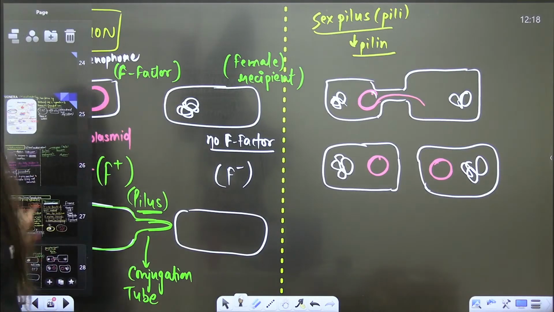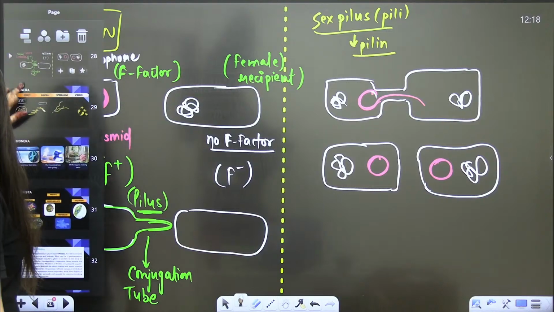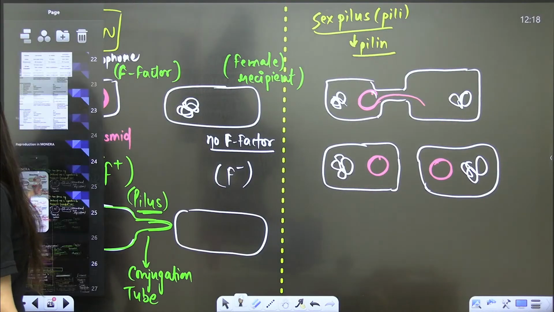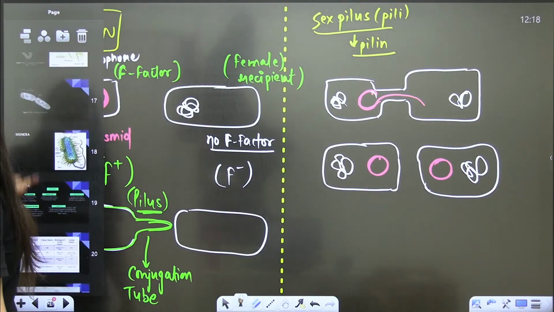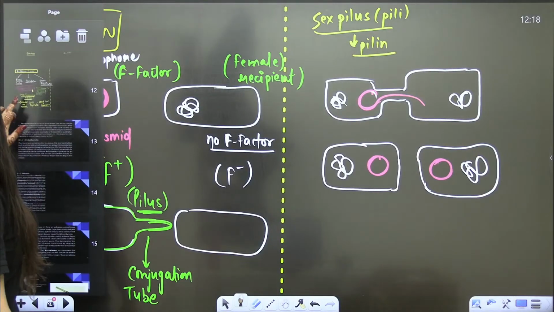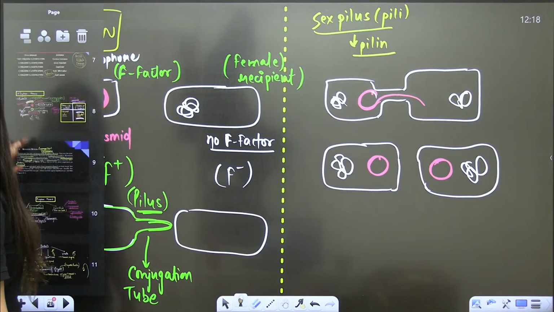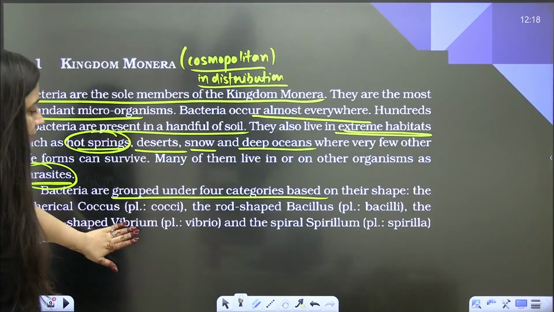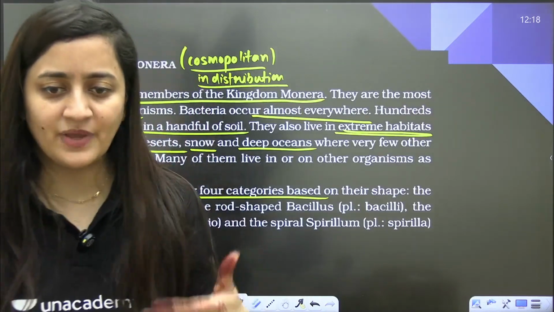Doubt? Any doubt? So can we revise it from NCERT?